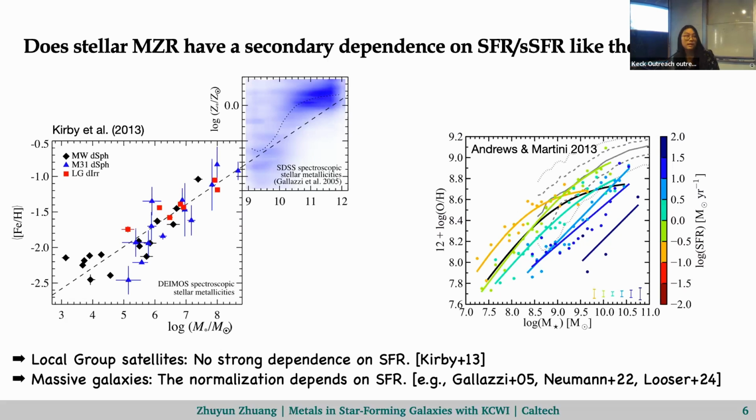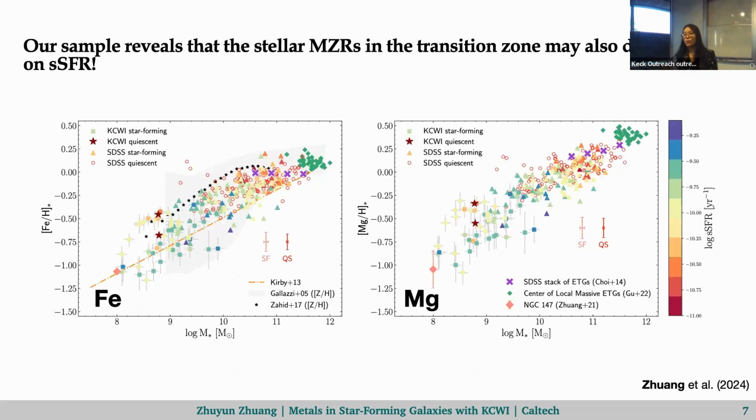for dwarf satellite galaxies. But if you look at more massive galaxies probed by those very large spectroscopic surveys, people have already found some evidence saying that the normalization is probably related to the star formation rate. But the uncertainties are pretty large, and it is also highly dependent on the model assumed in their work. So we want to figure out what would be the case for our sample as well. That's why we also construct our own stellar MZRs, not only for the iron on the left, but also for the magnesium on the right.